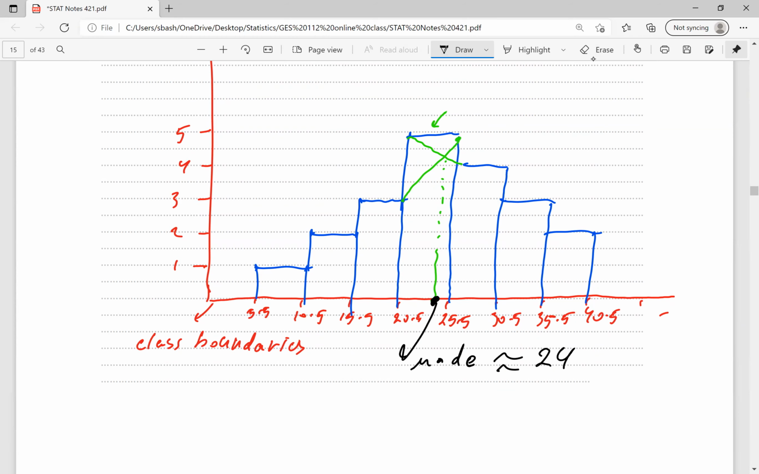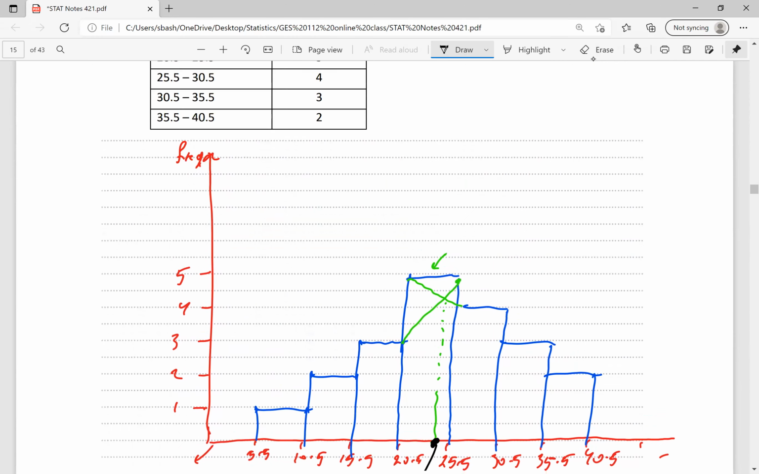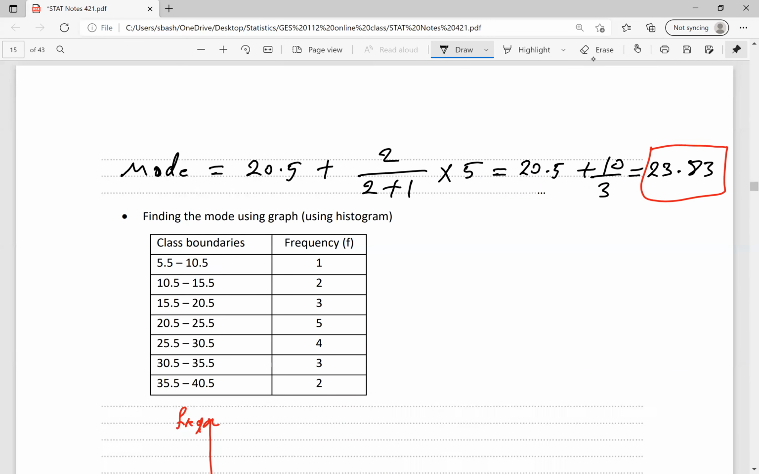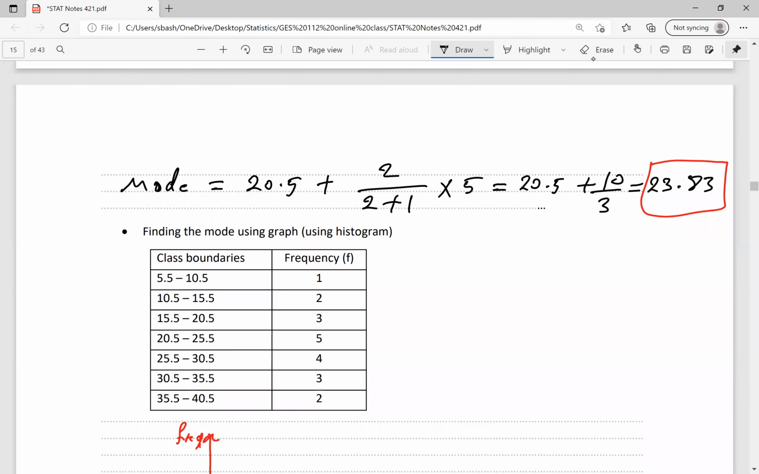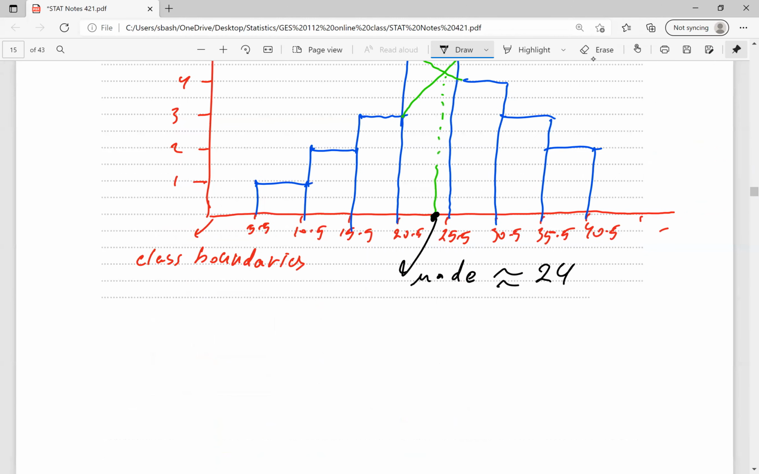And this is the approximation to find the mode using the graph. Using the formula we found 23.83. And this is just an approximation to say that the mode is close to the number 24. So this is the idea of finding the mode using the graph.